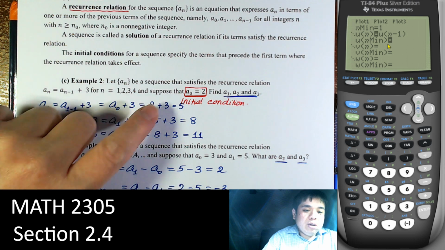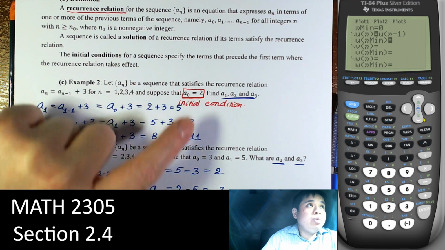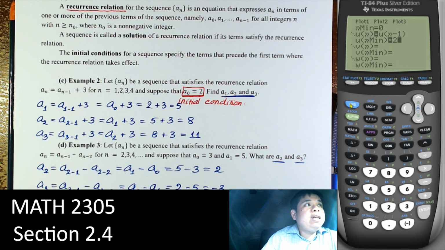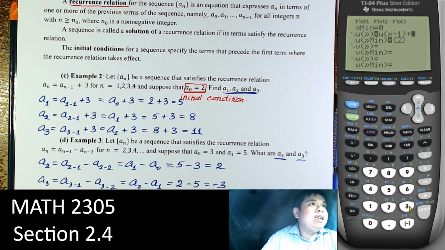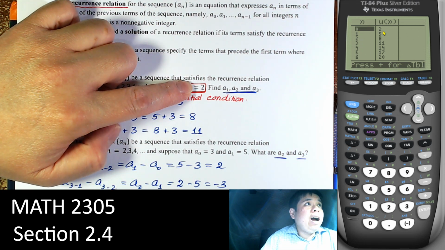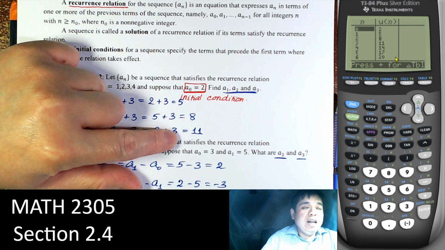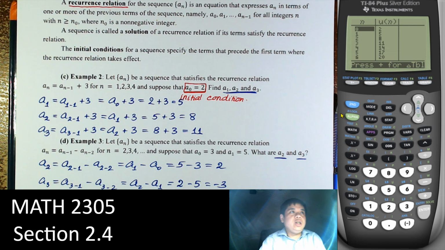And initial values, when n minimum is 0, the initial value is equal to what? 2. And then we hit second table. Wait a minute, there's something off. Oh, sorry. Forgot the plus 3. Now, second table, we have 2, which is the first one, and then 5, 8, 11, and so on. So that's how we generate the sequence.